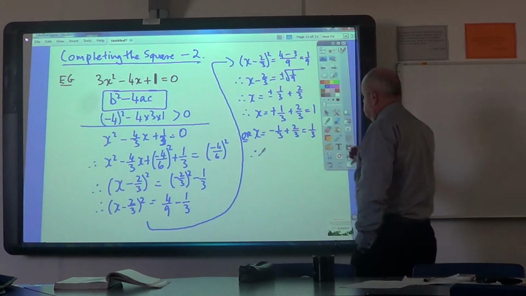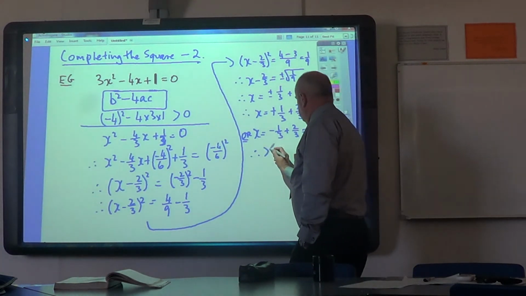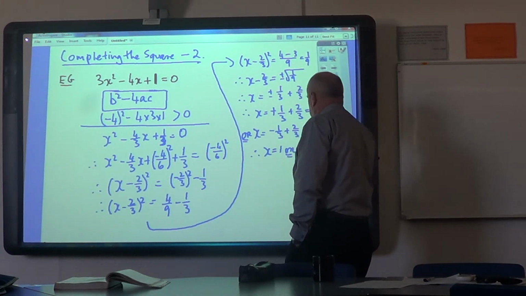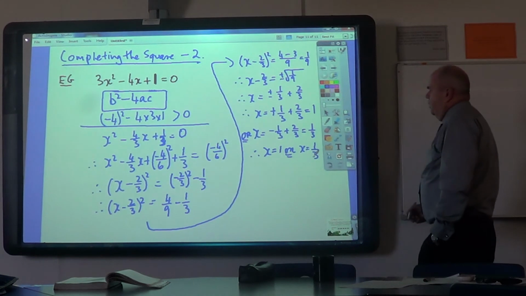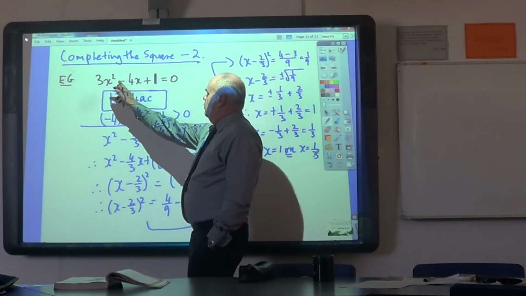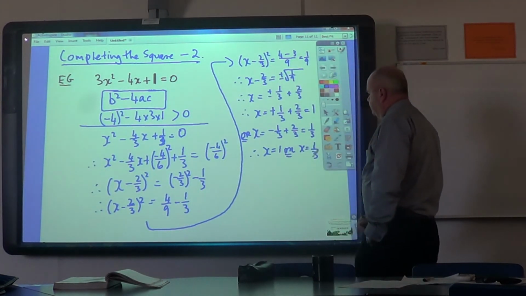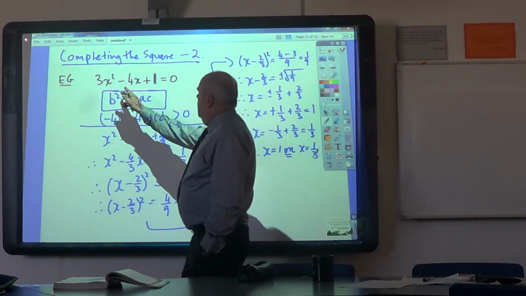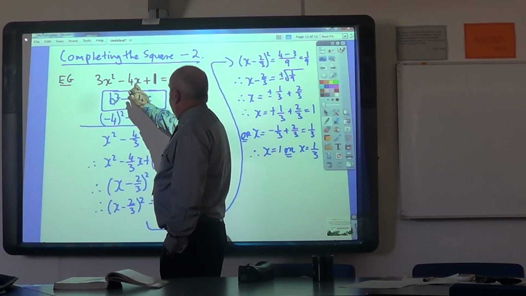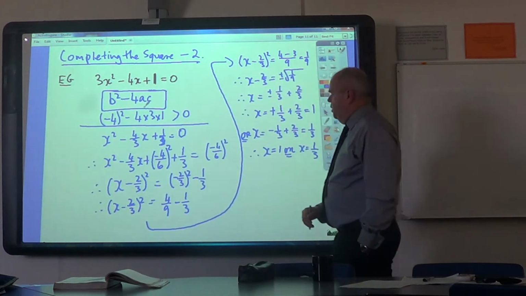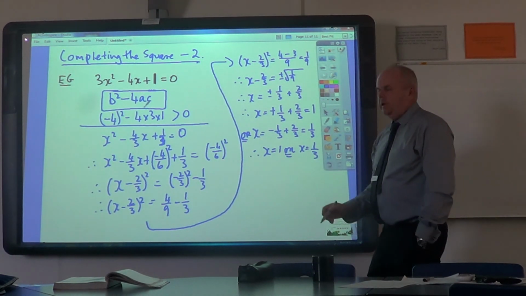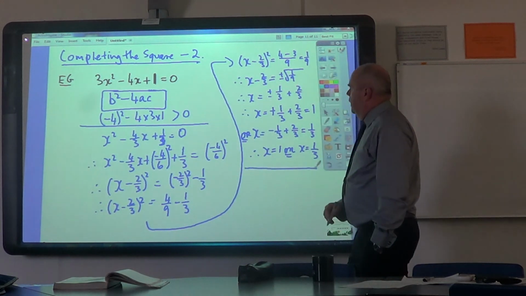Therefore, let's summarise this before we lose track of things. X equals 1 or x equals 1/3. Now we should be able to check our answer quite easily by substituting either value into our equation, and it should equal 0. Let's just do a quick check. 3 times 1 squared is 3, minus 4 is negative 1, plus 1 equals 0. Seems to check out, and it will check out presumably if I substituted 1/3 in as well. So that's completing the square, a more complicated example.